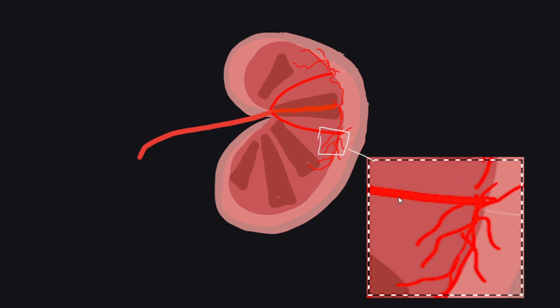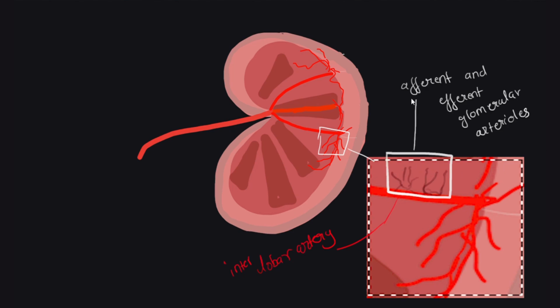Now, let us zoom in to a small section right here. If you zoom in, you can observe that this is the interlobar artery. Coming off of the interlobar arteries laterally, we can find certain small vessels known as the afferent and the efferent glomerular arteries. These are the ones that come off of the interlobar arteries.